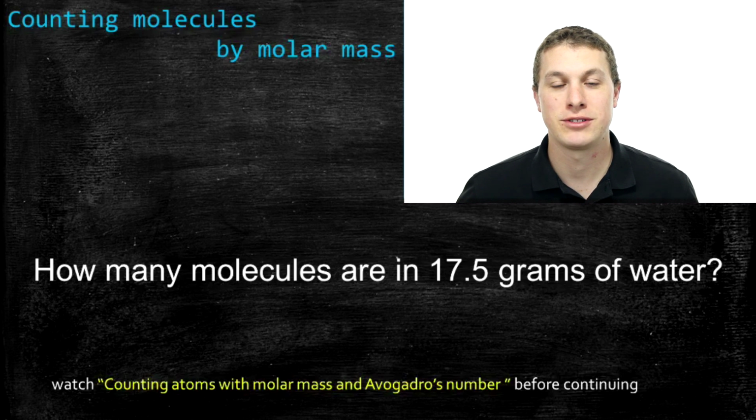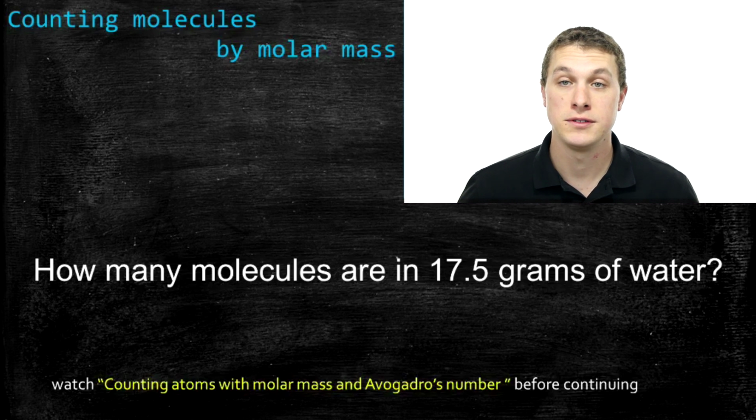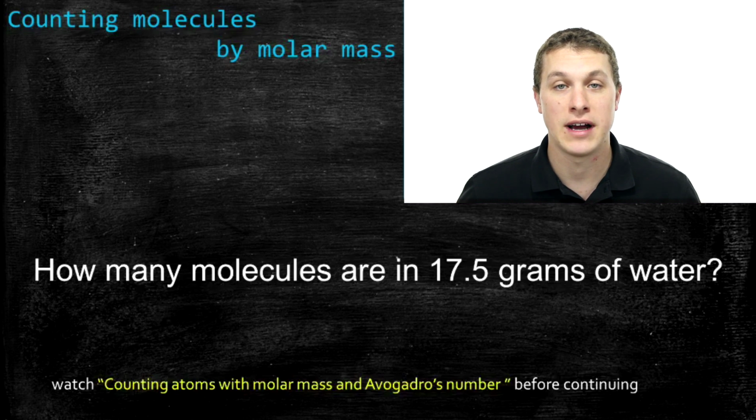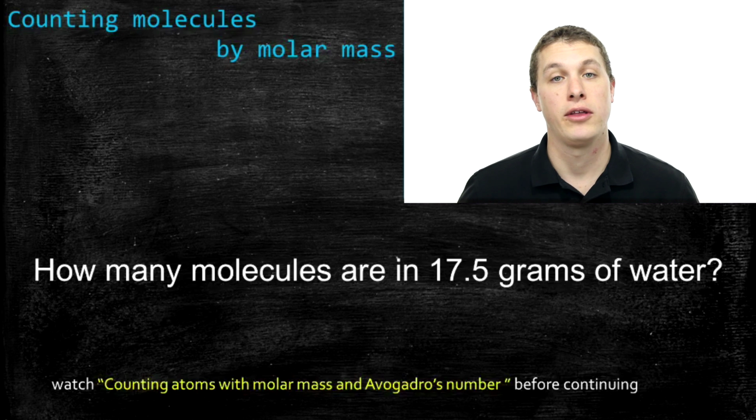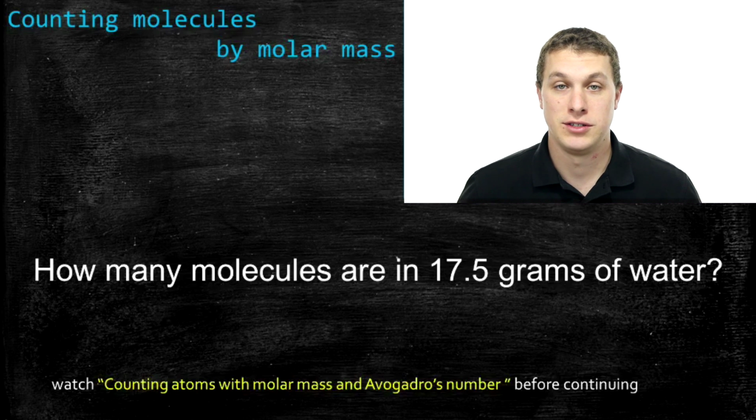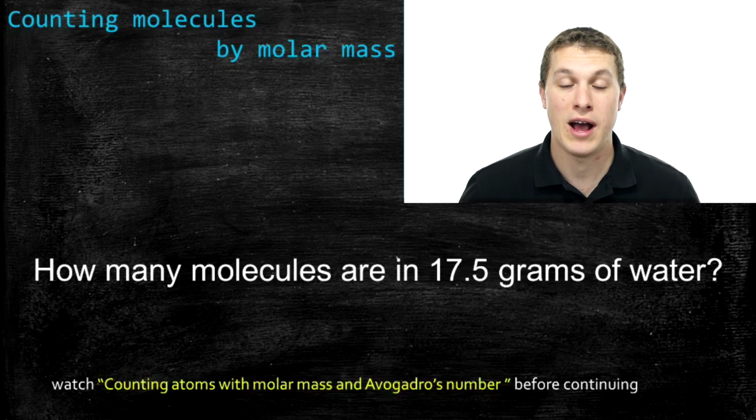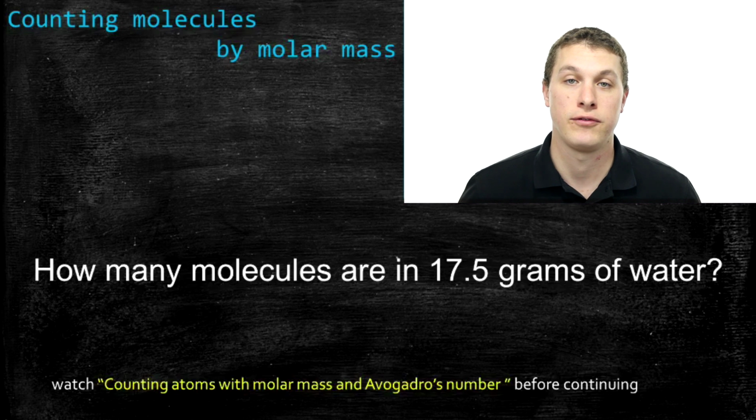In this episode of Real Chemistry, we're going to talk about counting molecules using molar mass. And so here we're trying to answer a question like, say we have 17.5 grams of water. How many molecules are there in that amount of water? So you've got this cup of water in front of you and you want to know how many individual little H2O molecules are floating around in it.